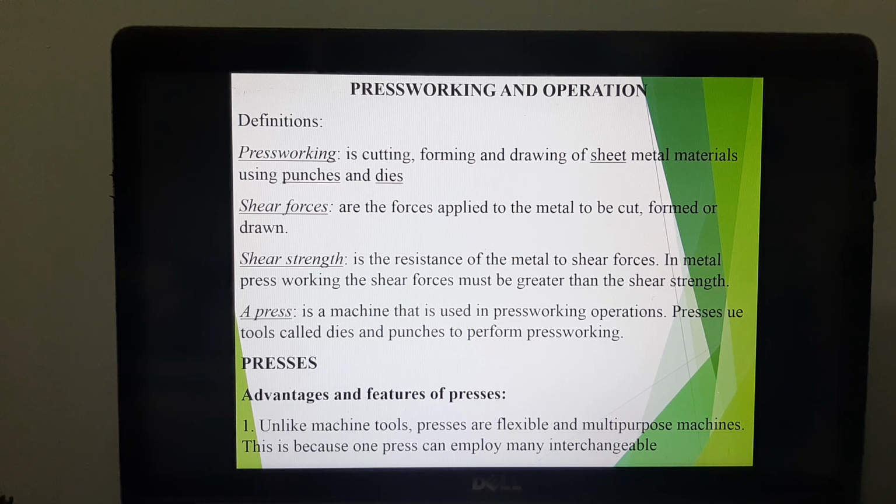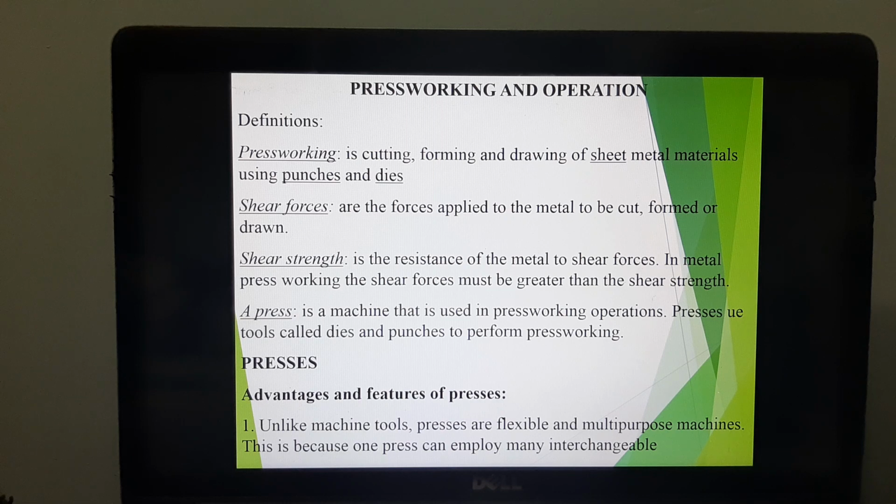Remember, the force that you apply needs to exceed the ultimate strength of the metal so that you can machine that metal. So again, what is a press? A press is a machine that is used in press working operations. Presses use tools called dies and punches to perform the press working operation. So a quick introduction.